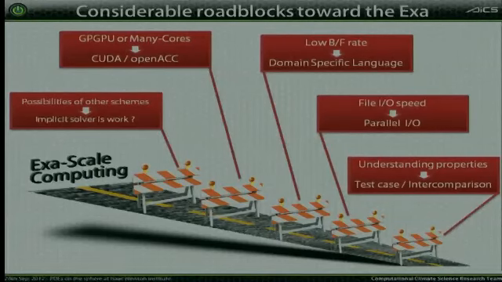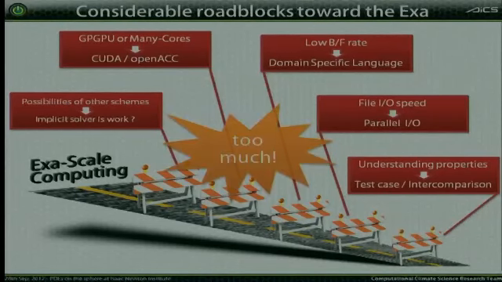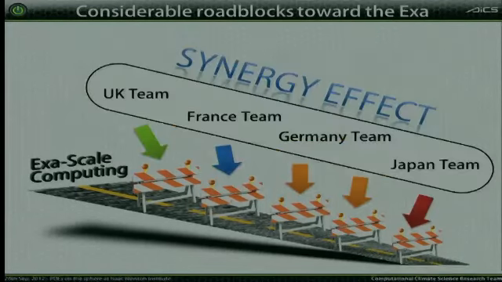And so maybe we will encounter many roadblocks on the road towards the exascale era, for example file I/O speed, low byte per flops rate, and GPU or many-core architectures. Of course, we can find some solutions for these problems, for example parallel file I/O or domain-specific languages. However, these problems are too much for one development group, so we are thinking about sharing these problems among our participants. So the keyword for this consortium is the synergy effect.